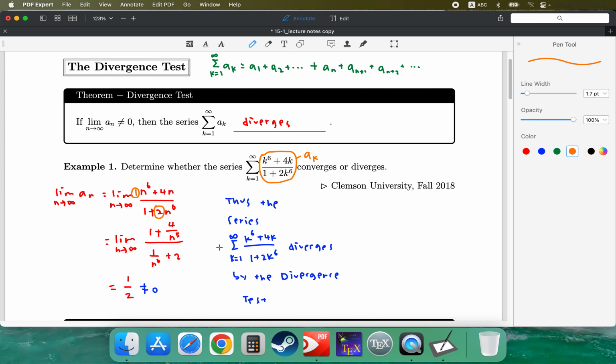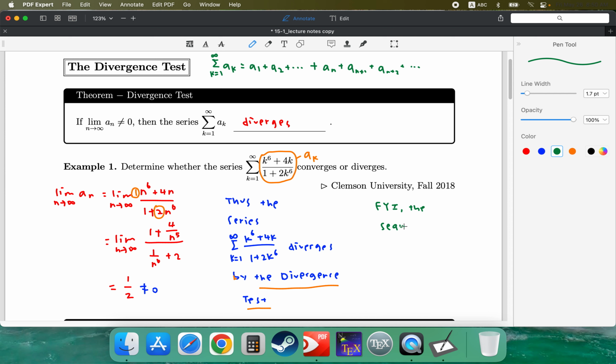Now, notice that we will learn a lot of tests from now on. So every time we apply a different test, we need to state the name of the test. Now notice that again, we are checking the limit of the nth term, a single term, but our conclusion is about a series.